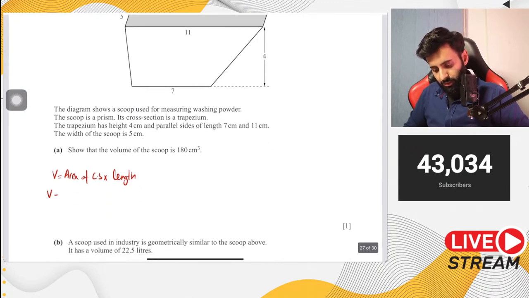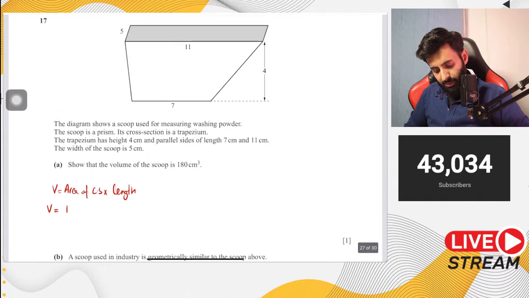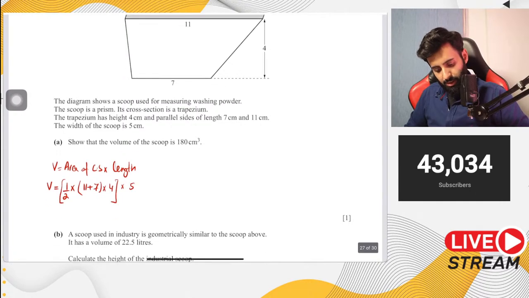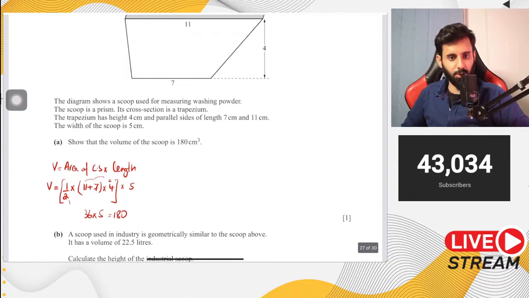Area of cross section basically means area of trapezium. So half into sum of parallel sides, that means half into 11 plus 7 into 4. That's the area of trapezium, multiplied by the length, which is equal to 5. So let's work this out. 11 plus 7 is 18. 18 times 2 is 36. 36 times 5 is equal to 180. So there you go. This was a show question, and we've successfully shown that the volume is in fact equal to 180.